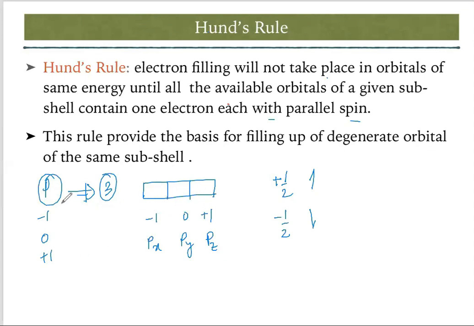Okay, so as we know, in the p subshell the maximum number of electrons we can fill is 6. So we have to first fill the parallel spin electrons like this: first electron, second electron and third electron. Next we have to fill the anti-parallel electrons. So first we have to do parallel, then after that anti-parallel. So this and this. This is the concept of Hund's rule.